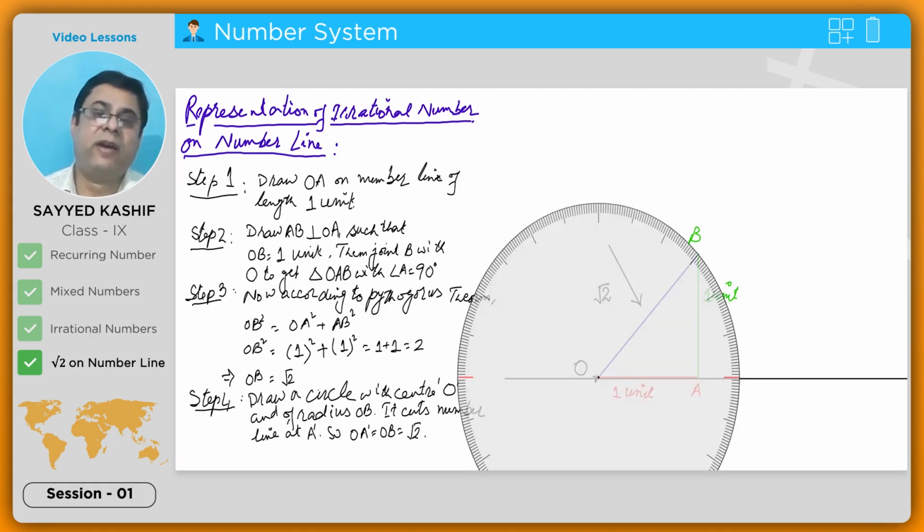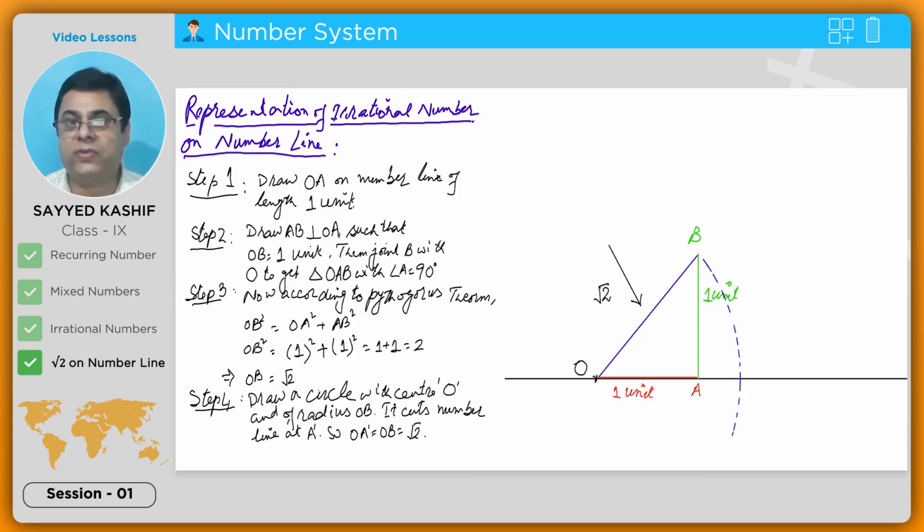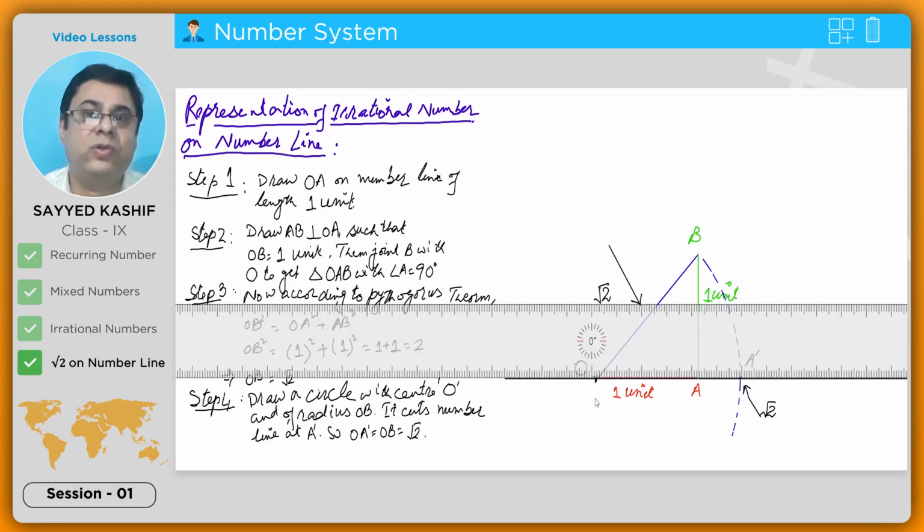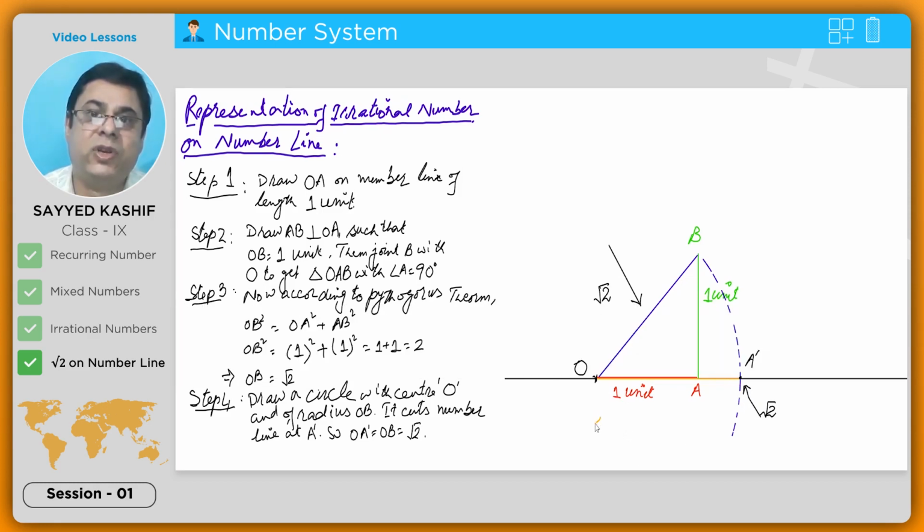So for your reference, I have represented OA dash on the number line as you can see in the figure itself. In the next step, we will represent under root 3 on the number line as well. We will continue our representation of under root 3 right from the representation of under root 2. So please make sure that you clearly understand how under root 2 is being represented on the number line. We will continue our representation of under root 3 right from this point.